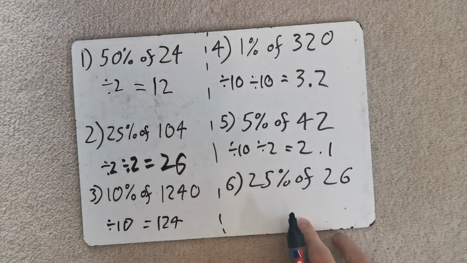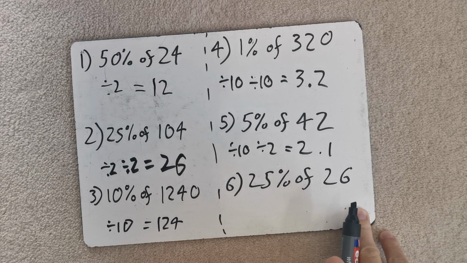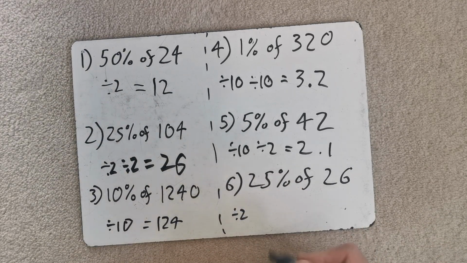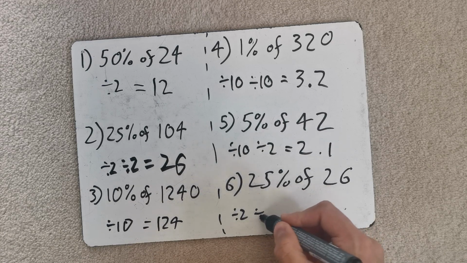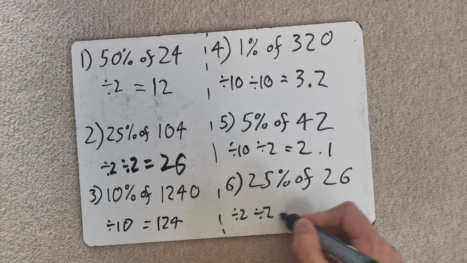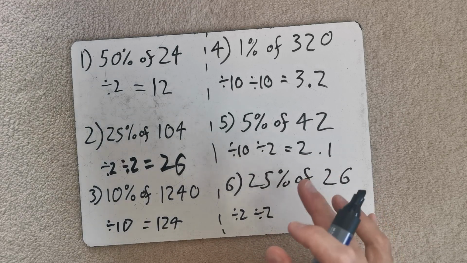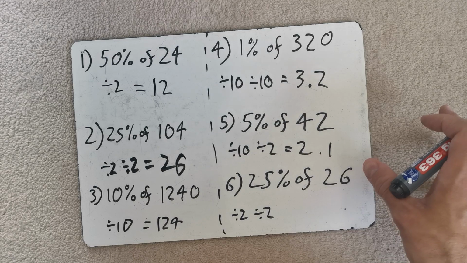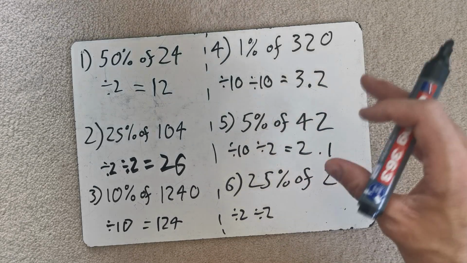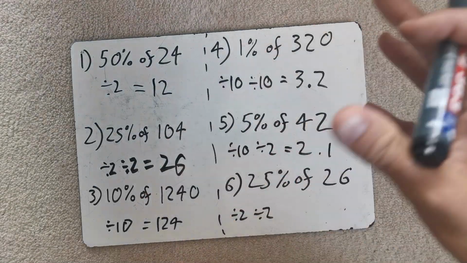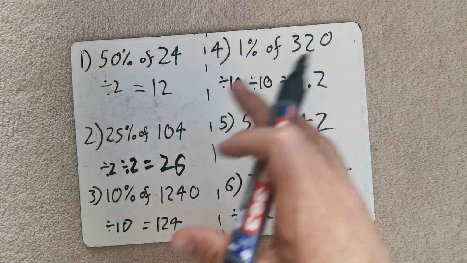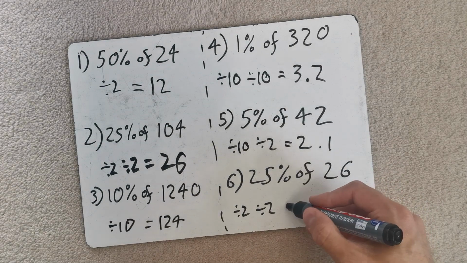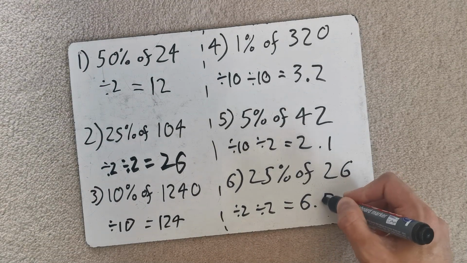Okay, and then 25% of 26. Now this one is slightly more complicated. Half of it, you get 13. Now half of 13 is a little bit more complicated. You can use the bus stop method if you need to, but some of you might recognise that half of 12 is 6, which is a number less than that. And of course 13 is just 12 plus 1. So half of 1 is 0.5. So it'll be 6.5 for that one.